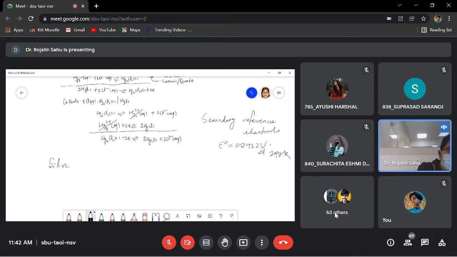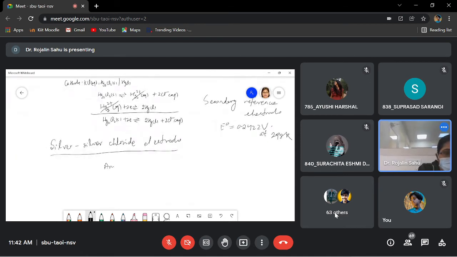So silver chloride electrode is also included in type 2 electrode. Here at anode, Ag, KCl. So the reaction is Ag will give Ag plus plus electron.